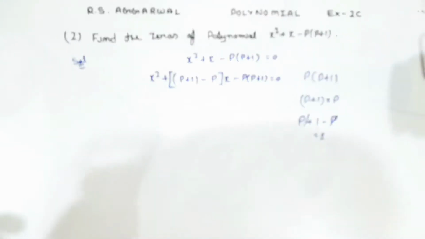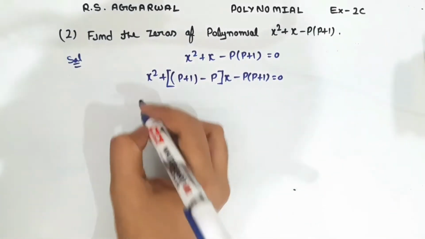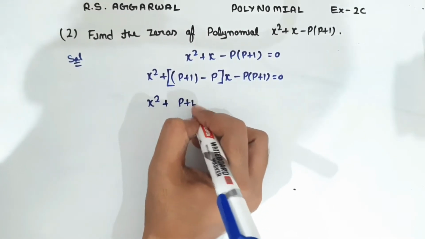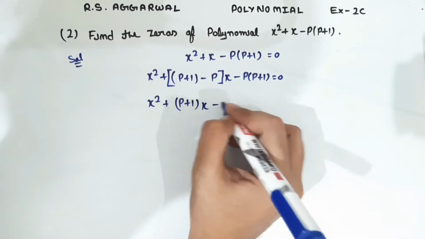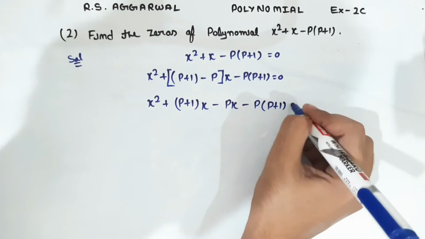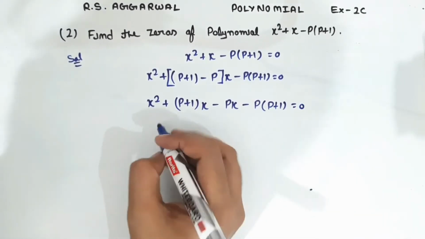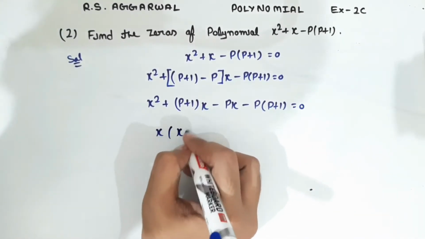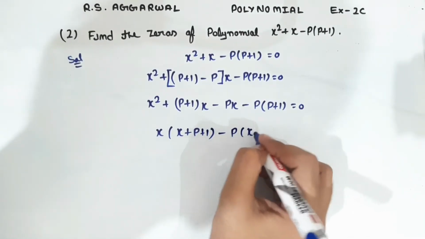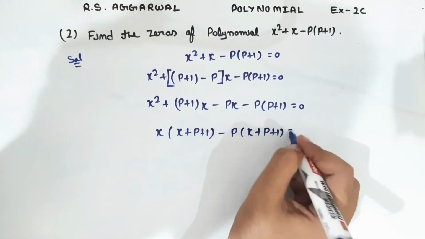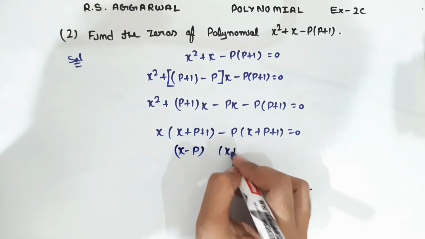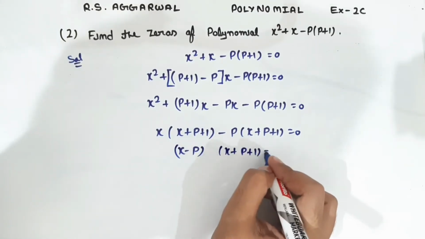So x square plus p plus 1 x minus px minus p into p plus 1 equals to 0. From the first two terms x is common, so x into x plus p plus 1. From the last two terms minus p is common, x plus p plus 1 equals to 0. So x minus p and x plus p plus 1 will be our factors.